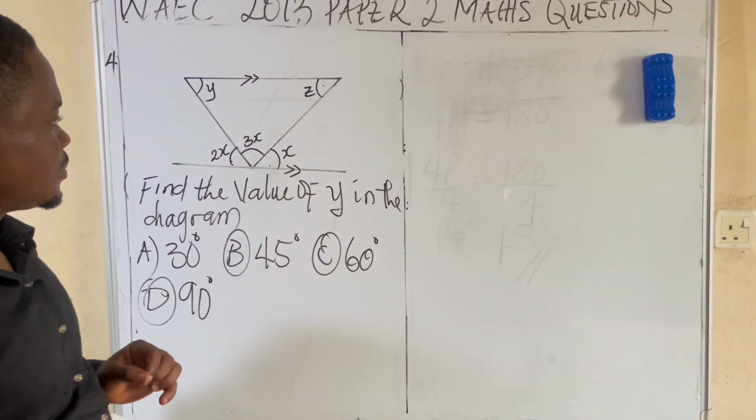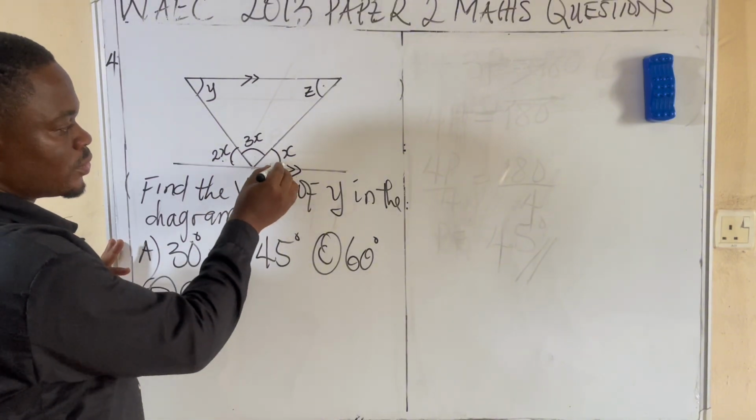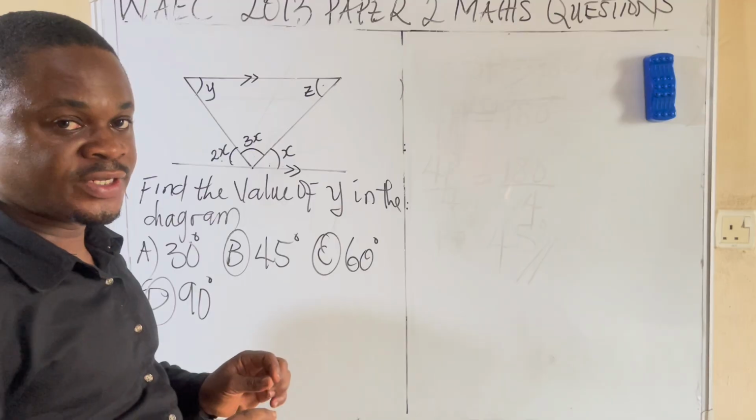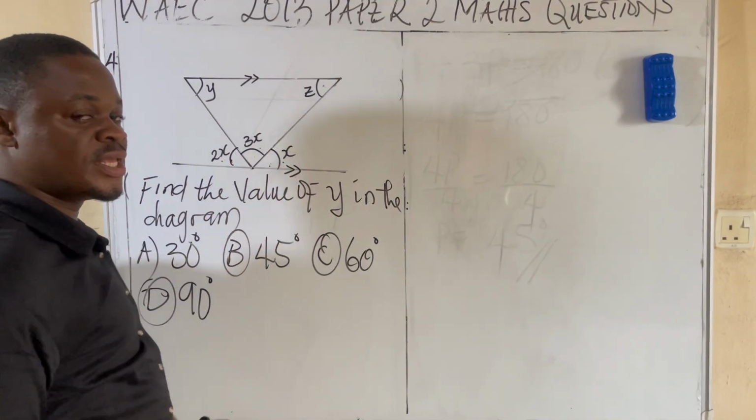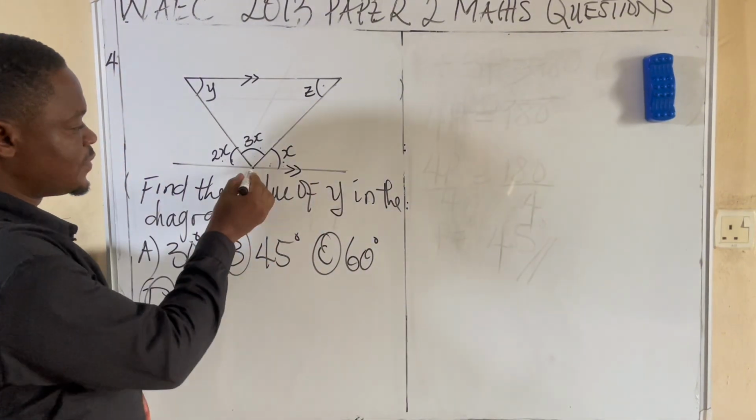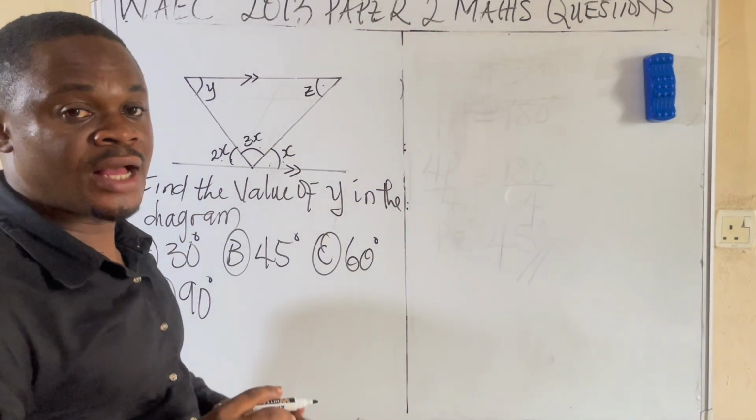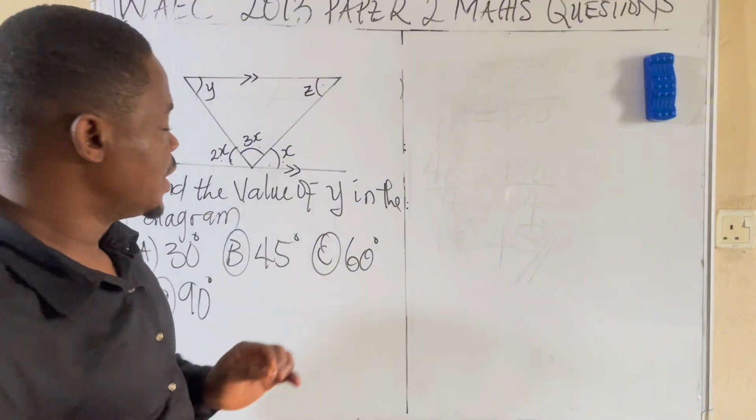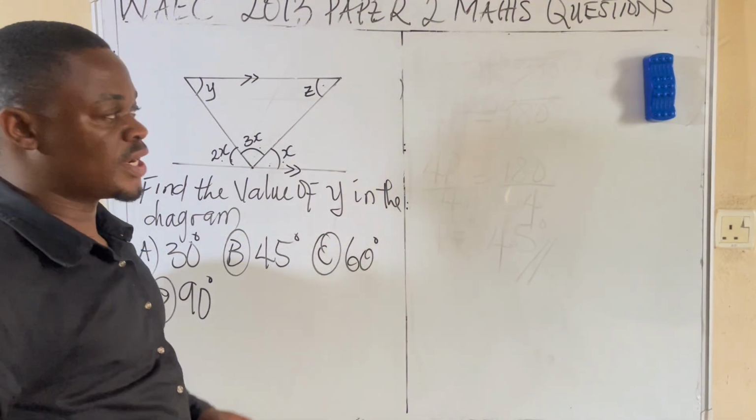Looking at this, we can get the value of x by adding all these angles and equating them to 180 degrees. What is the reason behind it? Because these angles are formed on a point on a straight line. The sum of angles on a straight line is equal to 180 degrees. So if we add up these angles, we will equate it to 180 degrees.